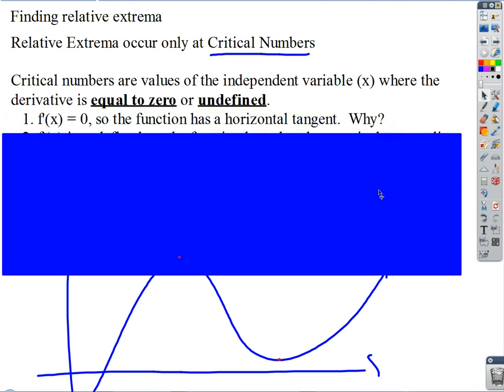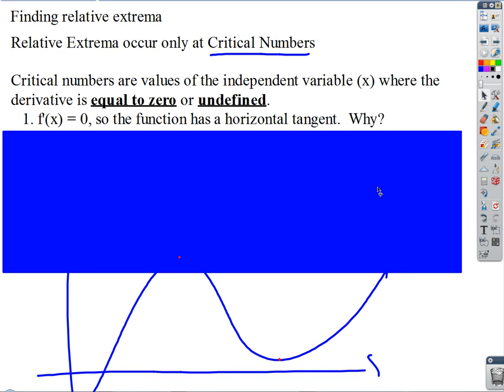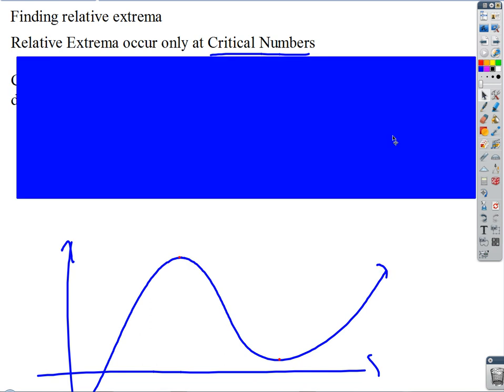So f prime of x is 0. The function has a horizontal tangent, because it has to. Now imagine the ant walking along the function. As he just passes the crest, or just hits the valley, he's going to stop going uphill and momentarily be walking horizontally, just for a split second. When he hits the bottom of the valley, he stops descending, and before he starts ascending, he bottoms out, he levels out.